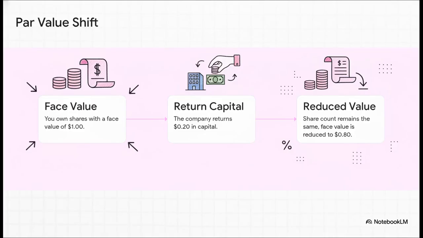Let's actually walk right through the math to show you how this nominal or par value shift works. Step 1. Let's say you own shares with a nominal par or face value of exactly $1 each. Step 2. The company realizes, hey, we have surplus cash, and they return 20 cents in capital to you for every single share you own. Step 3. Because they gave you back 20 cents of the original ingredients, your share count stays exactly the same, but the official face value of those shares is legally reduced down to 80 cents.